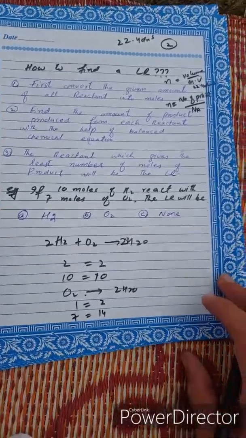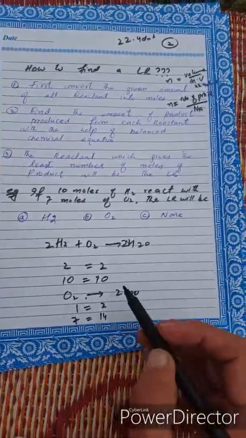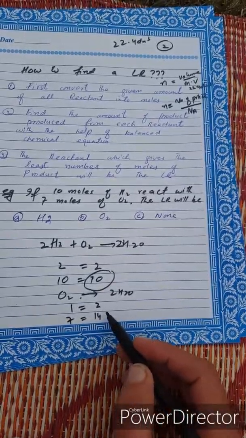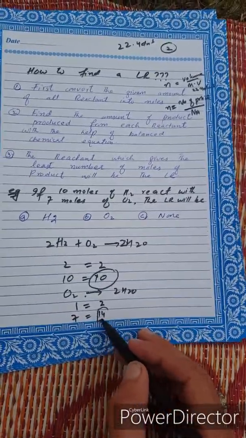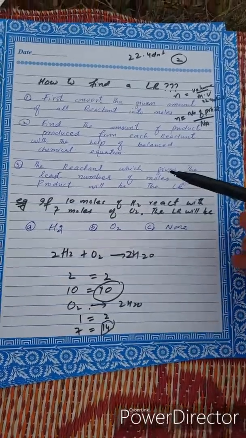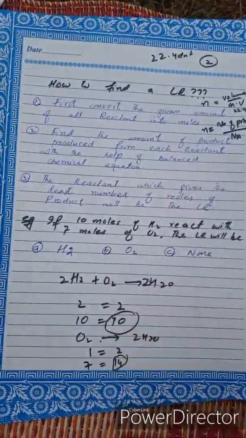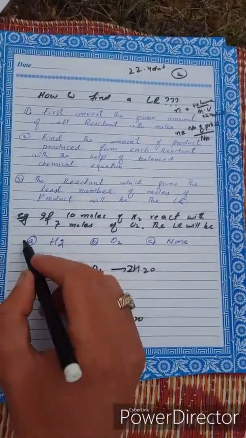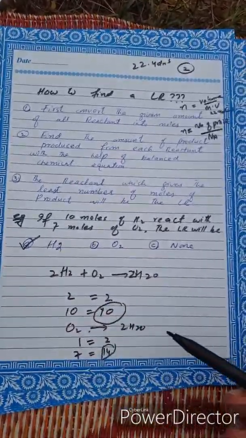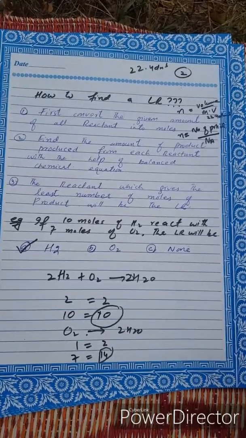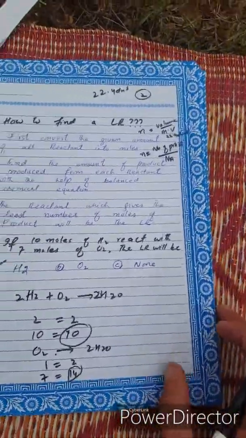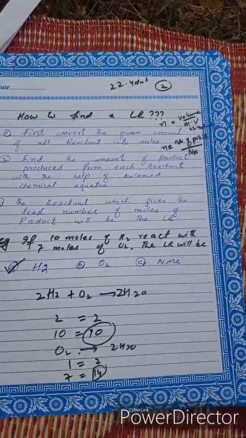Okay, so now look, hydrogen gives 10 moles of water and oxygen gives 14 moles of water. So which one is the limiting reagent? According to the third step, the one which gives the least number of moles of the product is the limiting reagent. So obviously hydrogen is the limiting reagent because it gives the least moles of the product. So that is how we can find the limiting reagent.